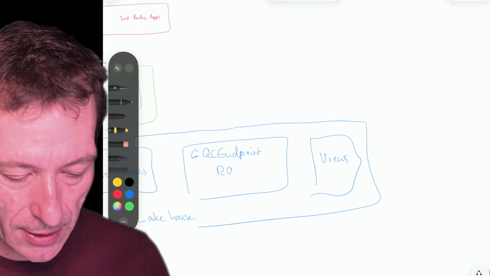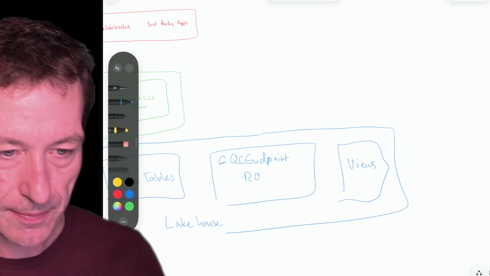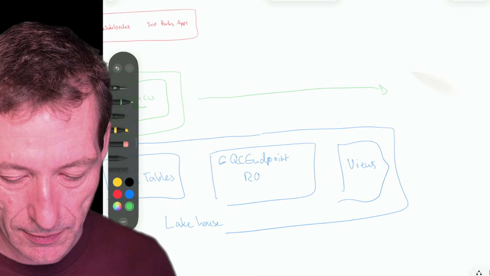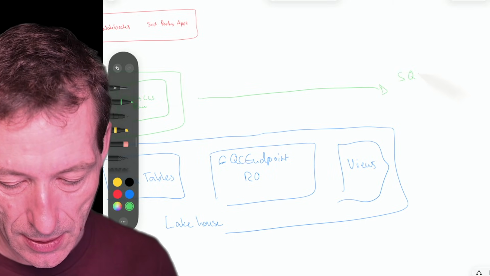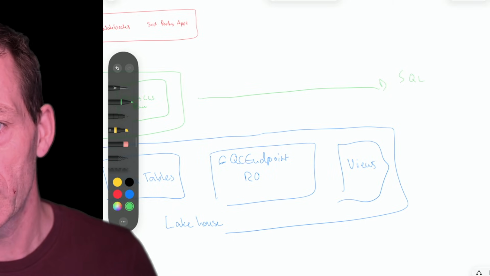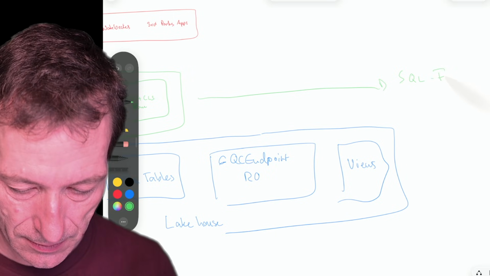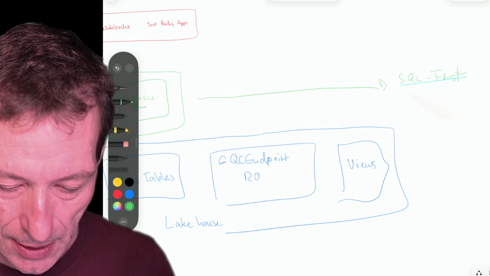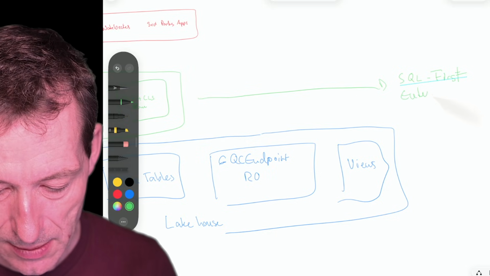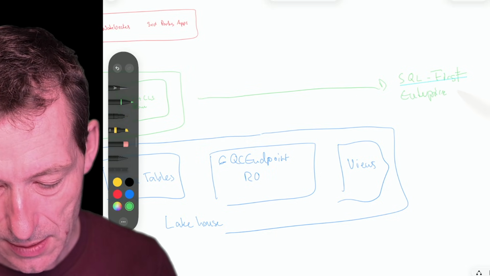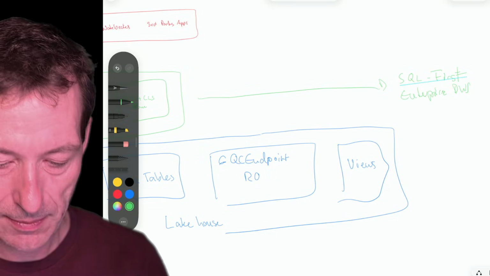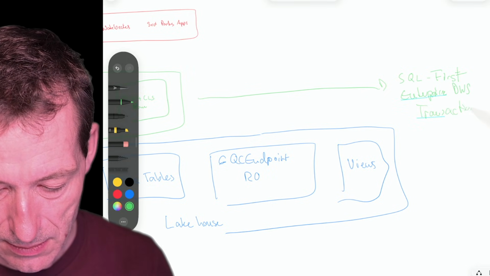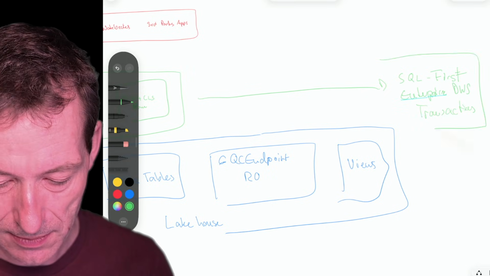So what's the main difference? What's the idea? The warehouse is built for SQL first teams. If you love SQL, you should go with warehouse. So this is a SQL first experience. It's for enterprise data warehouse, and it's made for transactions. And it's made for speed. It's really fast.